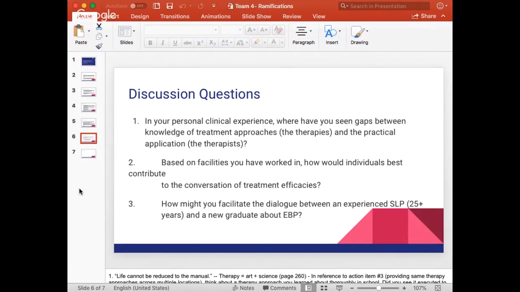And then the third question to consider: how might you facilitate the dialogue between, let's say, an experienced SLP, maybe 25-plus years, and then you as a new graduate, about evidence-based practice? Because we all know what evidence-based practice is. We've been learning about it in school, but it was formally introduced in 1992, so it's 26 years ago. There are therapists that have been working for over 25 years, and they probably aren't as familiar with evidence-based practice. And if you were to come to them and suggest this whole new system, that might be something that they might not be as open to. How might you facilitate the dialogue about using evidence-based practice?